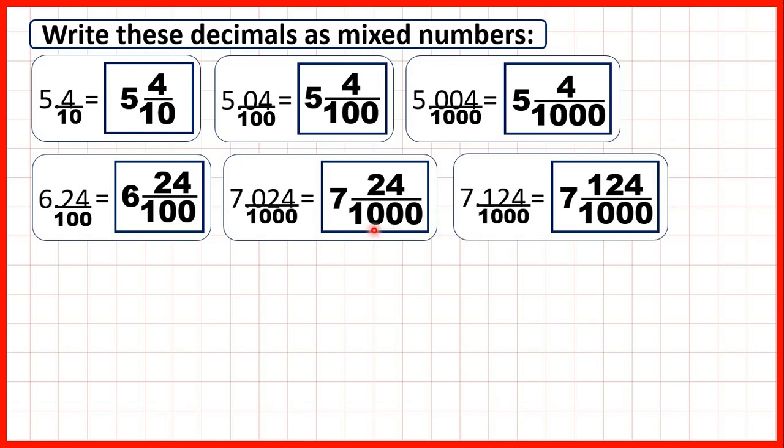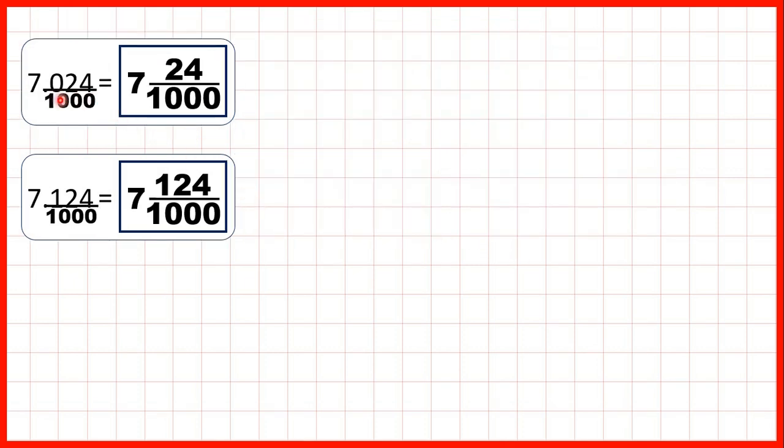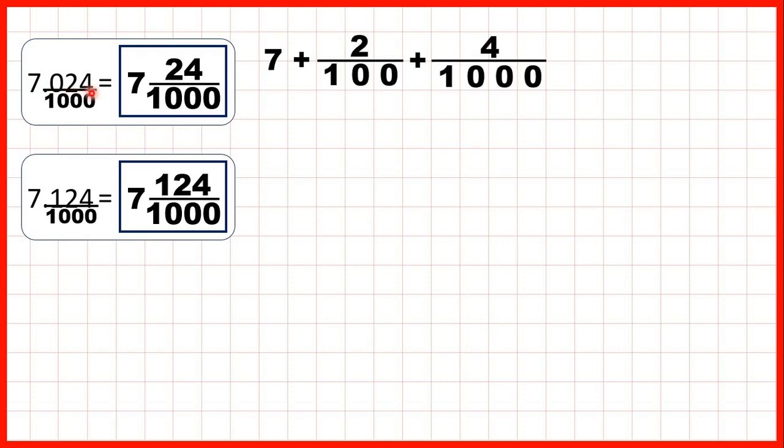Let's take a closer look at some of these questions. So we had 7.024. Because there were three digits after the decimal point and our third digit is the thousandths digit, we wrote a denominator of 1,000, so we got 7 and 24 thousandths. We can see why this works if we think about the place values in the number 7.024. That's 7 wholes, we don't have any tenths, we have 2 in our hundredths and 4 in our thousandths.